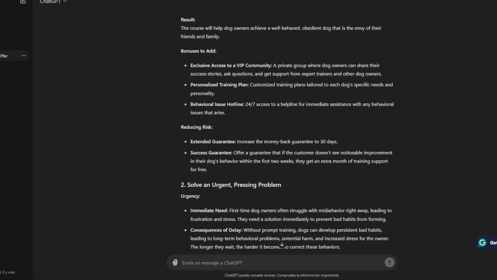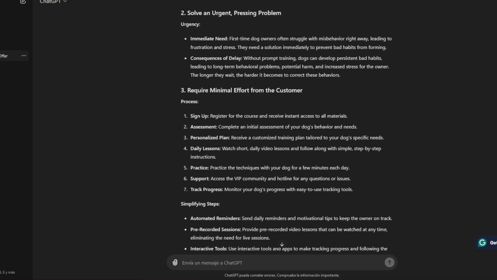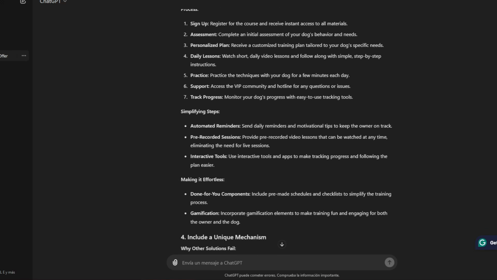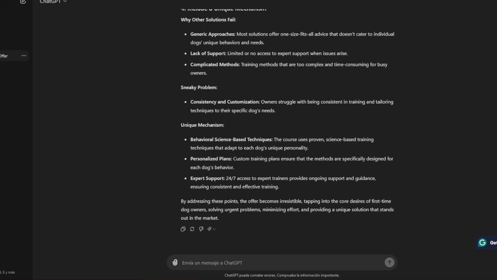But this is basically what this prompt does. Again, it's not going to give you a perfect offer, but we just want the ideas that we can use to improve the offers that we have, or just to come up with something new if we don't have a product, right?